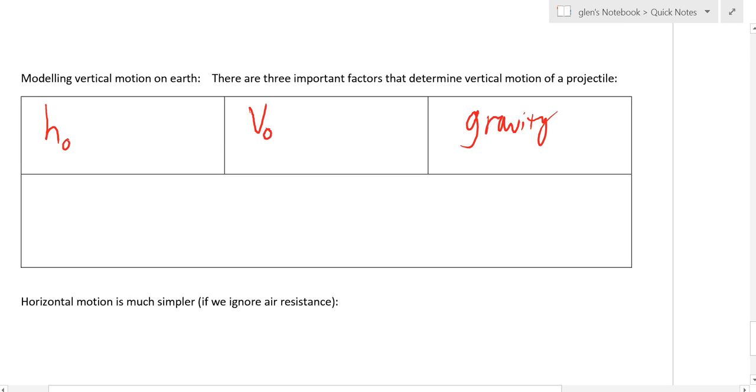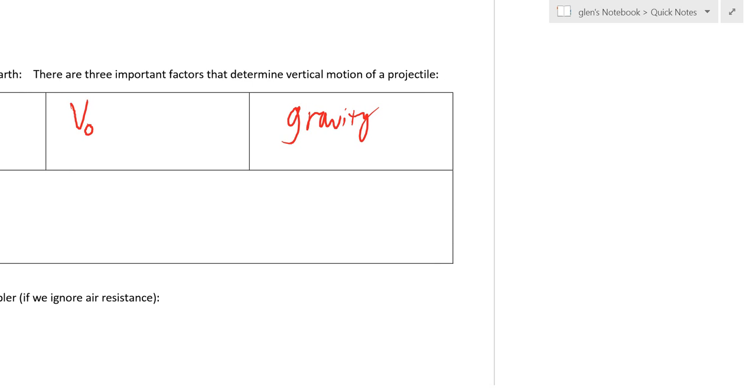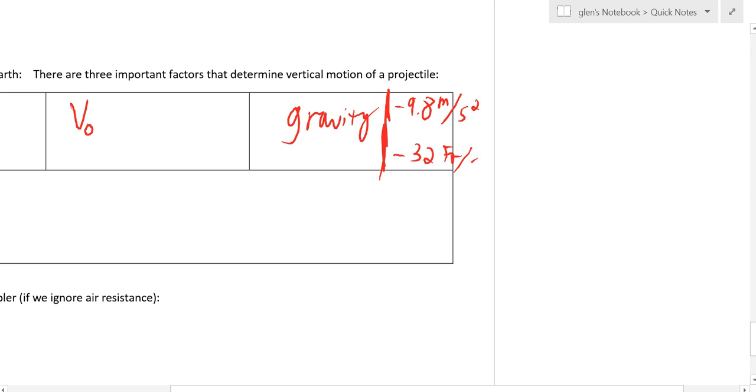Now, the only one of those that you cannot control, unless you want to travel to the moon or something, is gravity. So gravity, just so you know this, is a constant on Earth. Well, it actually fluctuates depending on your altitude, but we'll say it's a constant for us. Anybody know the units on gravity? Negative 9.8 meters per second squared. Or if you want to do feet, it's negative 32 feet per second squared.